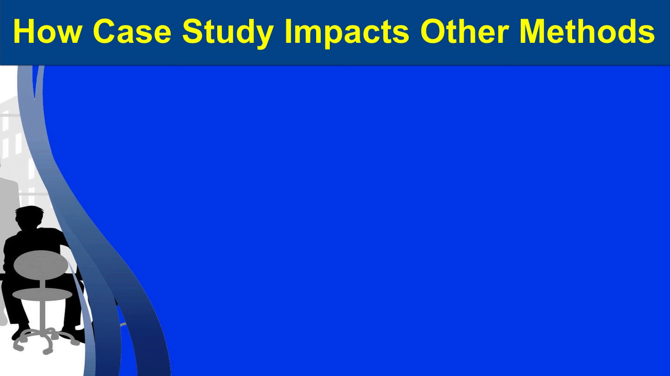How case study impacts other methods. The uniqueness of case research does impact other research methods. The lack of knowledge regarding a problem can make it difficult to implement other research methods. Therefore, we have to use case study research. The uniqueness of case study research impacts other methods in 3 ways.